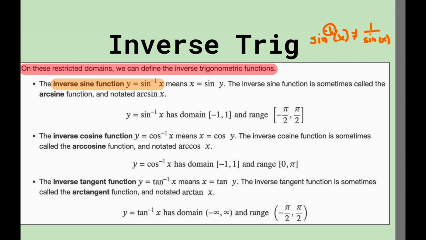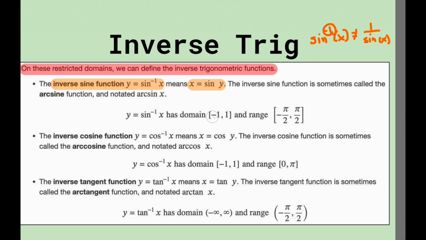This negative 1 power does not actually mean to the negative 1 power. It really means just the inverse of it. The inverse meaning the opposite. Okay, the way they have it here, it says x equals sine of y. So if you imagine switching the x and the y and then solving, that's what you would get. That's what an inverse is. It's the exact opposite of what you had before. So the inverse of addition is subtraction. The inverse of multiplication is division. The inverse of sine is inverse sine.